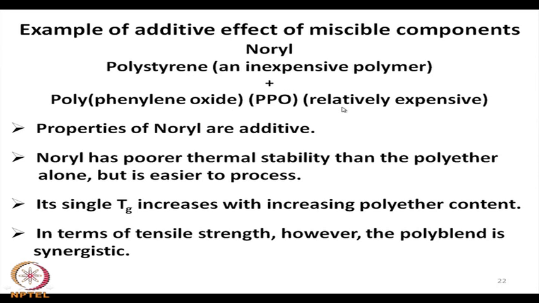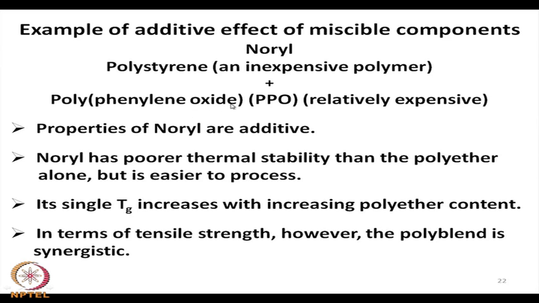It has been found that the properties of Noryl are additive of the properties of the component polymers polystyrene and polyphenylene oxide, PPO. Noryl has poorer thermal stability than the polyether, polyphenylene oxide, but it is easier to process. Polyphenylene oxide is a thermally stable polymer. Polystyrene's thermal stability is lower than that of polyphenylene oxide.